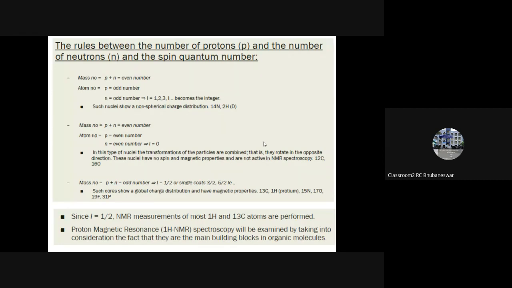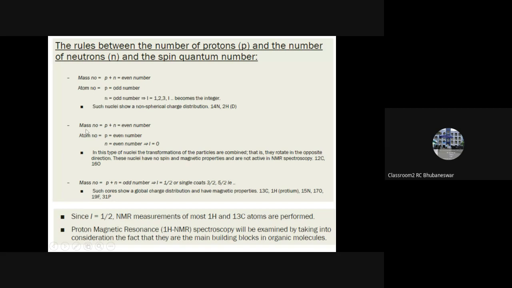So the mass number is what? P plus N, and the atomic number is P. If the mass number is even and P is odd and N is odd, like 1, 2, then I will be like 1, 2, 3, and it becomes an integer. Such nuclei show a non-spherical charge distribution.